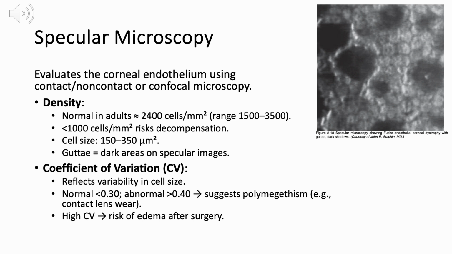A CV under 0.3 is normal. Anything over 0.4 suggests polymegathism, as seen with chronic contact lens wear. A high CV also means higher risk of corneal edema after surgery.